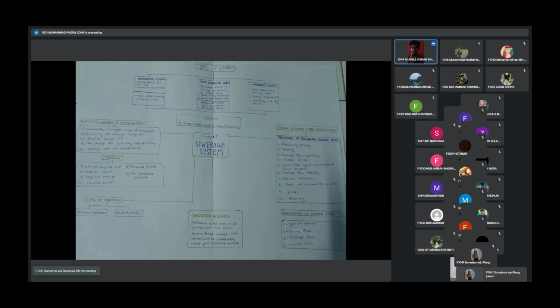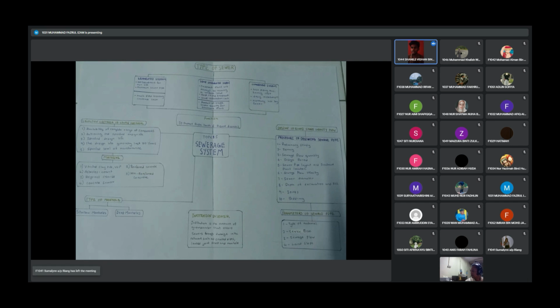Topic 5 is about the sewerage system. So this sewerage system is to protect public health and prevent diseases. So this sewerage system has 3 systems. Firstly is the separated system, semi-separated system, and combined system. So up there I've stated advantages and disadvantages for each system.